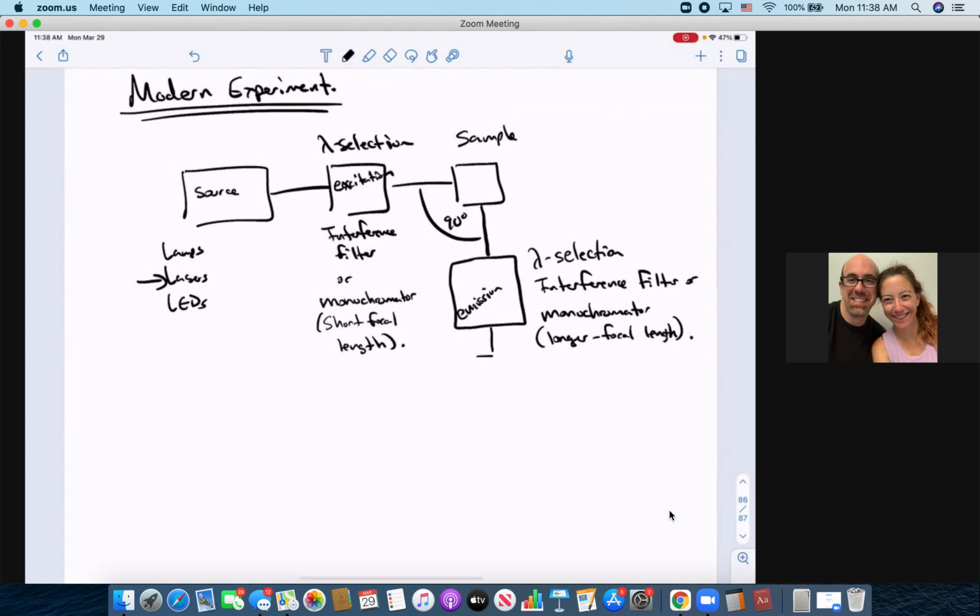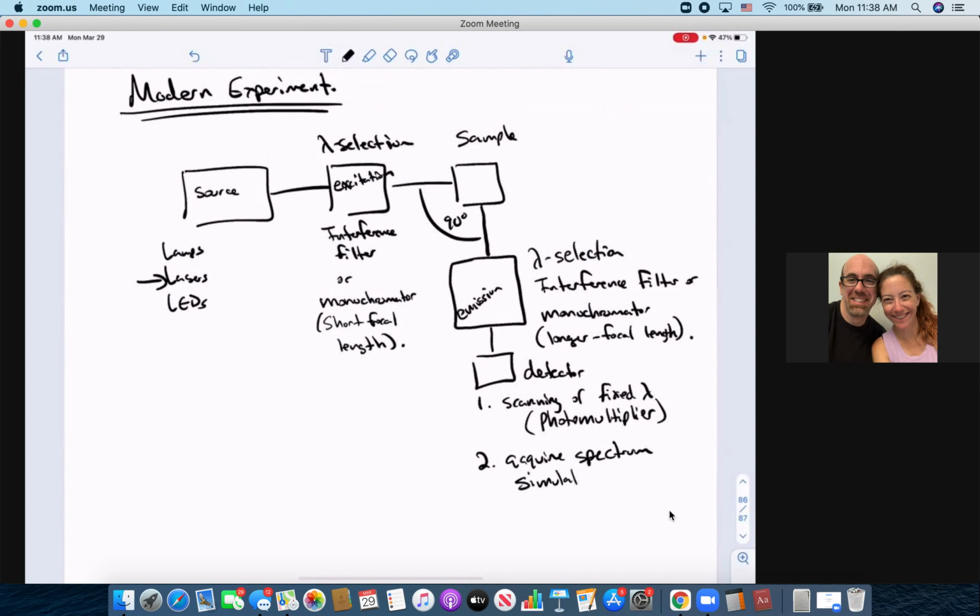Then after this, I've got a detector, and I have two choices, really. If I'm scanning or at a fixed wavelength, I'll use a photomultiplier tube, or PMT. I could also use an avalanche photodiode. Or if I'm acquiring the whole spectrum at once in one shot, or I'm doing imaging, I'll use a CCD array, right? Those are my detector options.